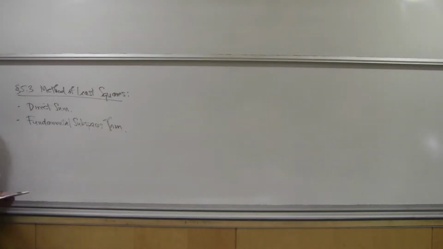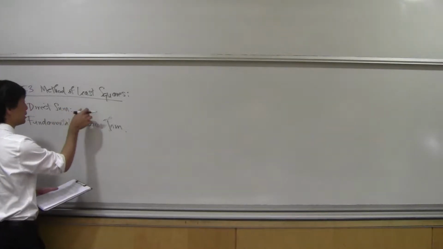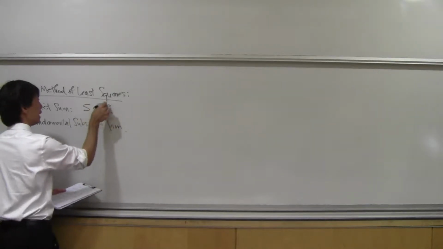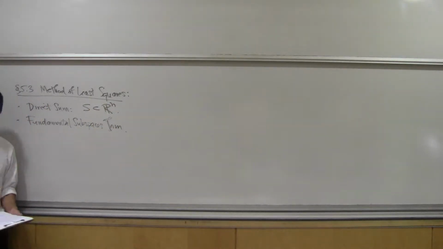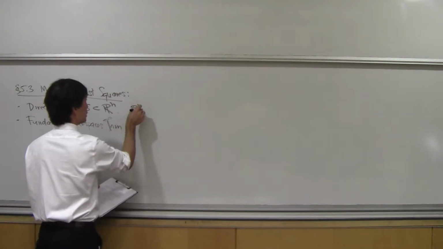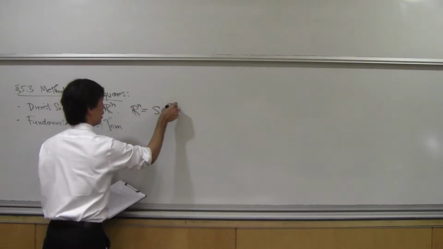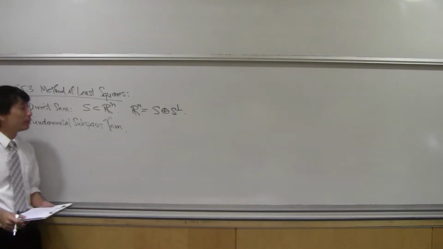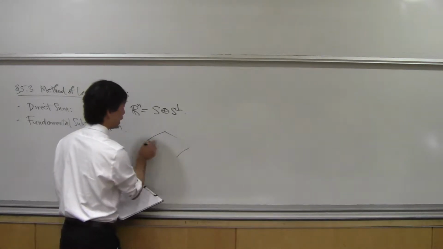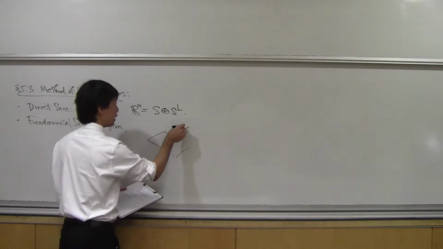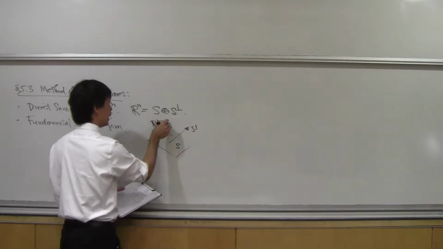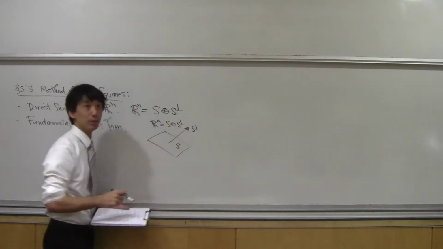Now, it's not just the direct sum, but one particular fact that we mentioned last time, which was that if you have a subspace S in Rn, then you can split Rn into the direct sum of S and its orthogonal complement. Whenever you have a subspace in Rn, you can take its orthogonal complement and then decompose Rn into the direct sum of those two.